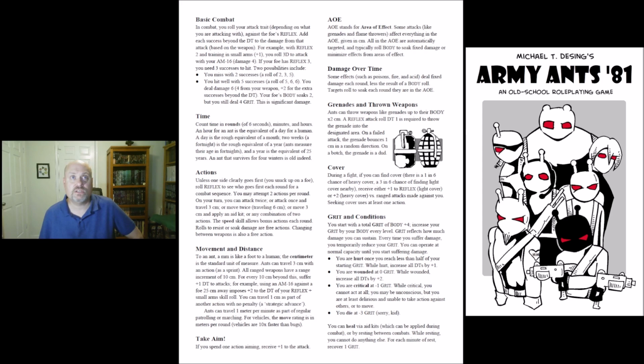You miss with 2 successes. You hit well with 5 successes. You deal damage 6 from your weapon plus 2 for the extra successes beyond the DT. 5 and 3, that's 2. And then your foe's body will soak up 2, but you still deal 4 grit. That's pretty much the damage, like the hit points. This is significant damage, I should say.